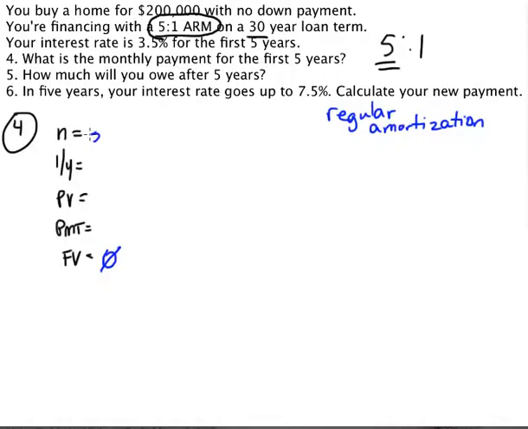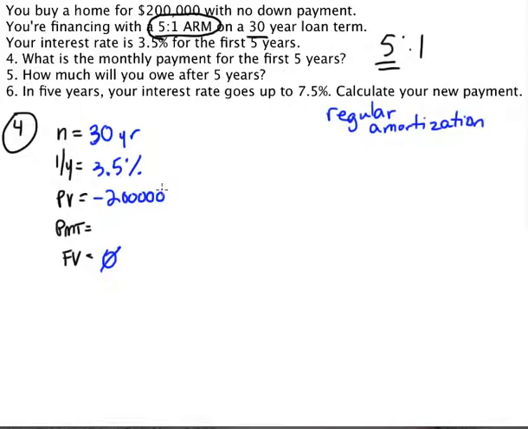It is a 30-year loan, and so your N is going to be 30 years or 360 months, especially if you're using a graphing calculator. Your interest per year is 3.5%. And again, if you're using a graphing calculator, you need to divide that number by 12. Your present value is $200,000, and of course we always put that in negative.